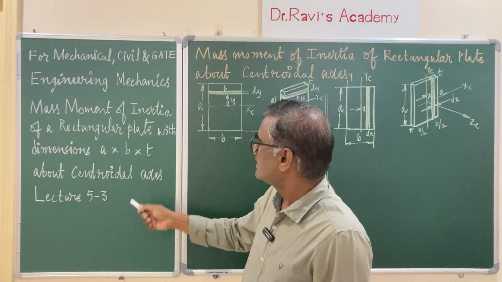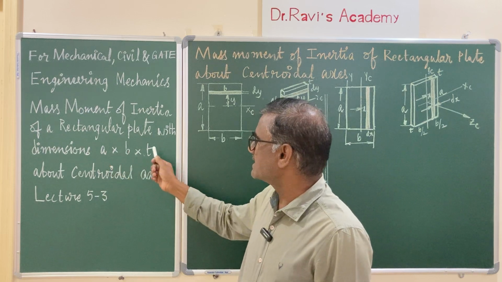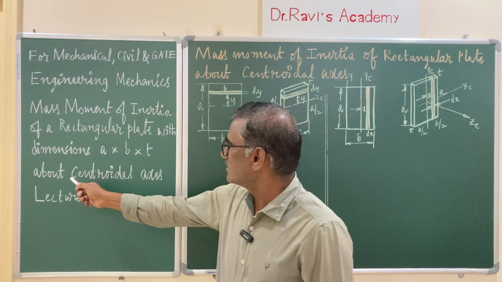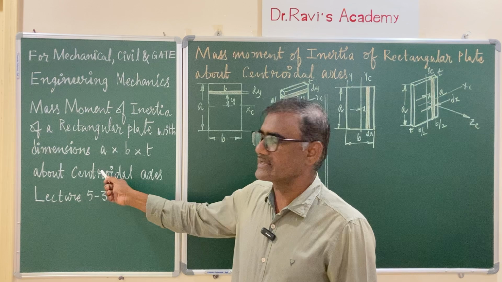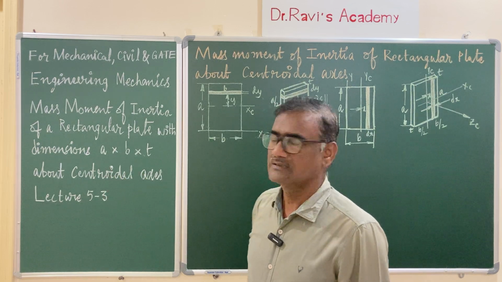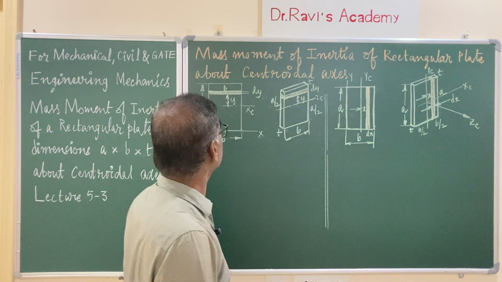In today's virtual class, you will be learning how to calculate the mass moment of inertia of a rectangular plate with the dimensions a by b by t, the thickness is t, about centroidal x, y and z axis. So let us see the first case.